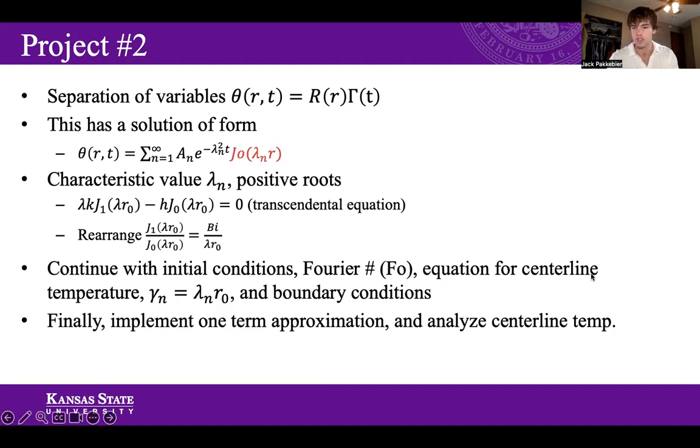Continuing on, these are done in more detail in the accompanying paper I'll turn in with this. But continuing with these initial conditions, the Fourier number, the equation for centerline temperature, gamma sub n equals lambda n R naught, and these boundary conditions that I mentioned in the previous slide, we can get the equation we need. Finally, we'll implement the one-term approximation, which I'll talk about in the next slide, and analyze the centerline temperature of our potato.